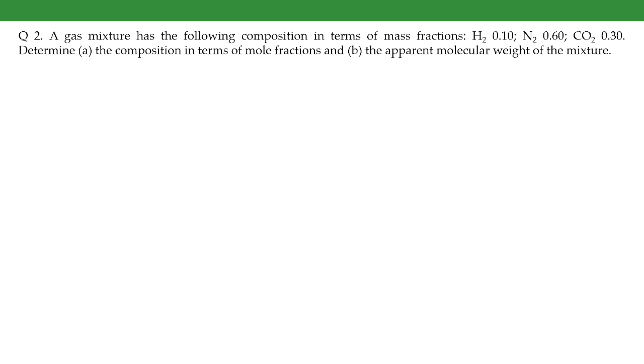Okay, so let us move on to the next problem. A gas mixture has the following composition in terms of mass fraction. Hydrogen is 0.10, that is the mass fraction of hydrogen is 0.10, the mass fraction of nitrogen is 0.60, and the mass fraction of carbon dioxide is 0.30. Now determine the composition in terms of mole fractions and the apparent molecular weight of the mixture. As we can see, the mass fractions of the gases are given, but the total mass of the mixture is not given, or any mass value is not given. So first we will assume the total mass of the mixture.